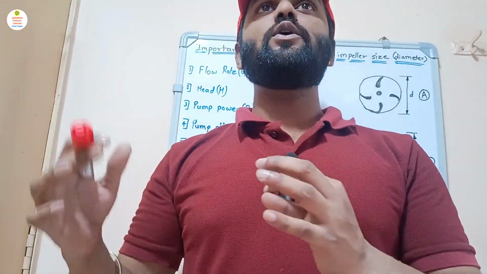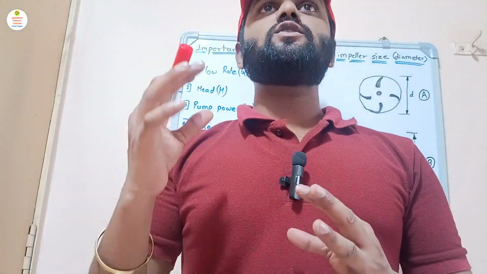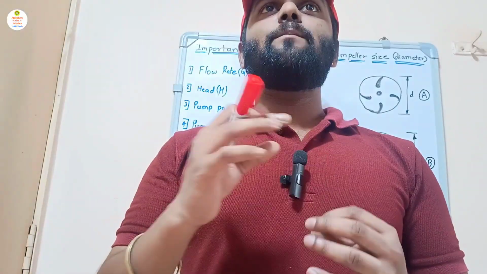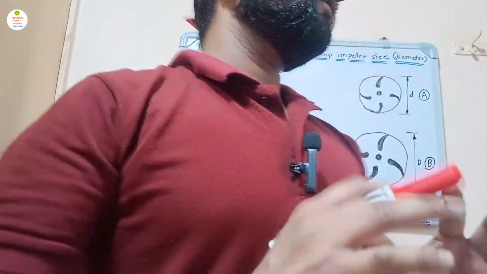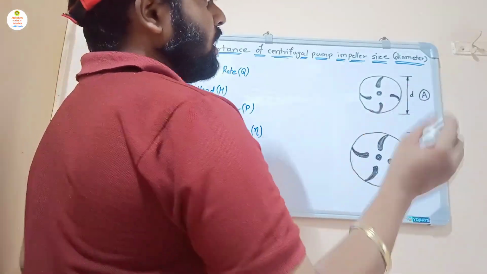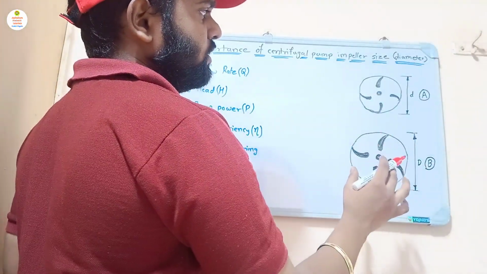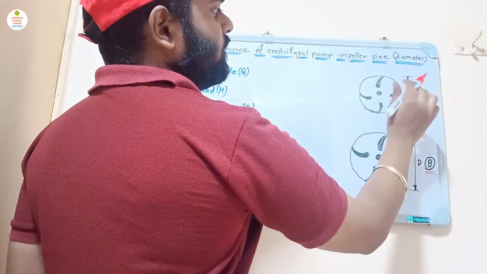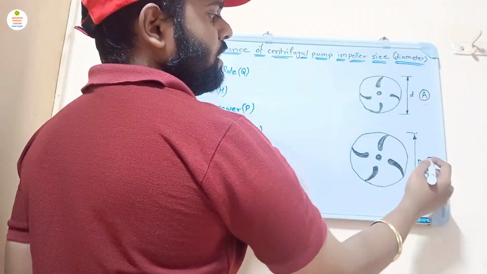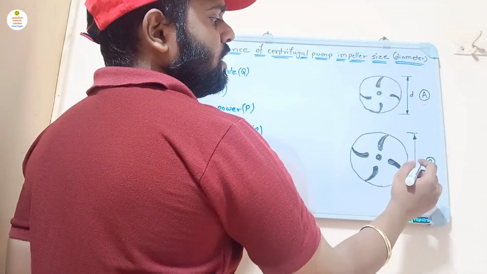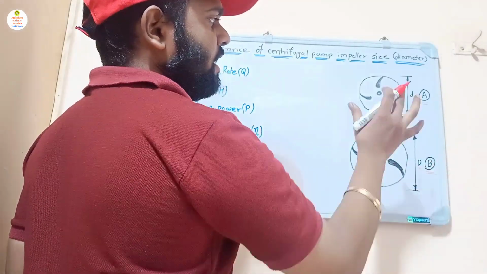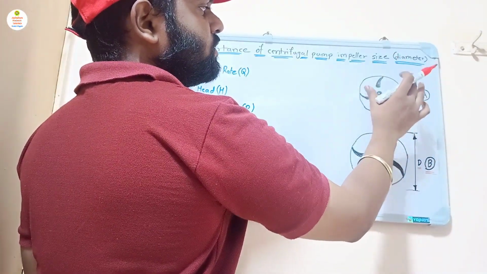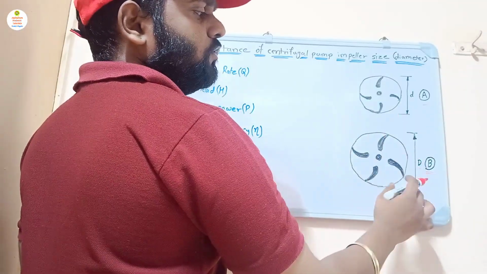In this video we are going to study the importance of centrifugal pump impeller diameter, or you can say the impeller size. Here, these are the two impellers I have considered, impeller A and impeller B. Impeller A has diameter small d and impeller B has capital D diameter, as you can see here. The diameter of impeller A is smaller than the diameter of impeller B.